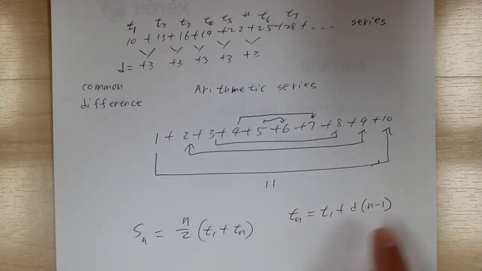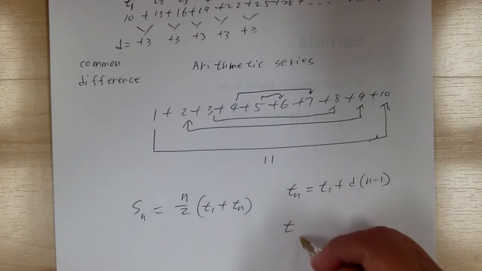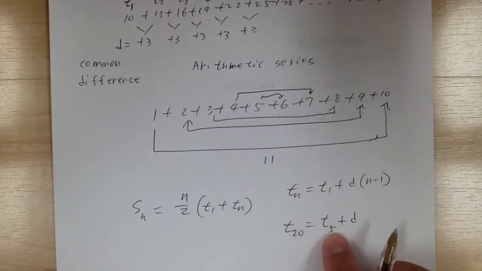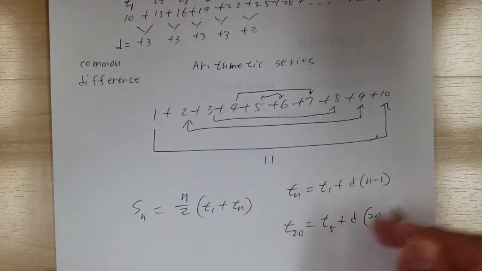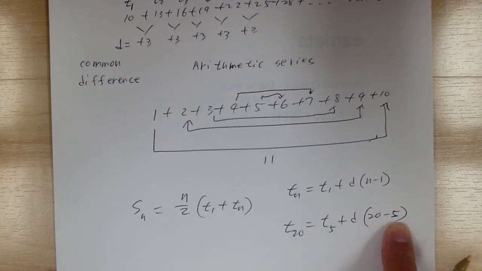Now, an easy way to remember is that it does not always have to be n and 1. Whatever you have over here is whatever you have here. So let's say you use T of 20 equal to T of 5, plus whatever you have over here. If you're using T20 and T5, then to figure out the number of gaps, you just use 20 minus 5. This will give you 15 gaps times d.